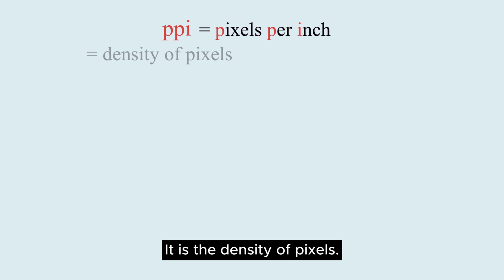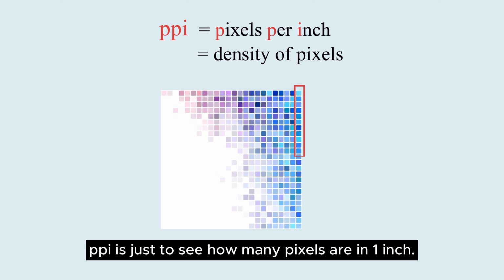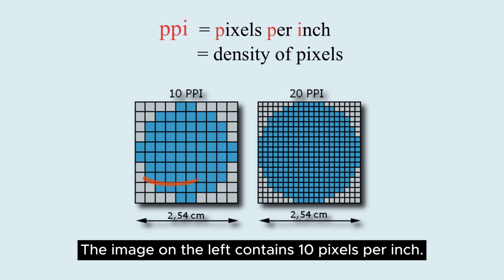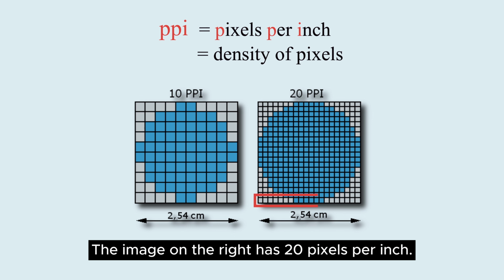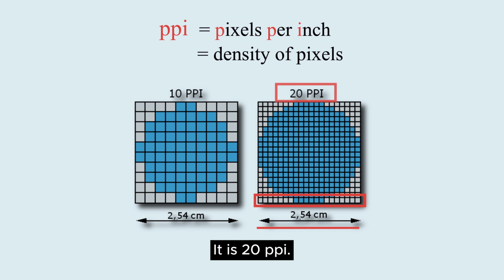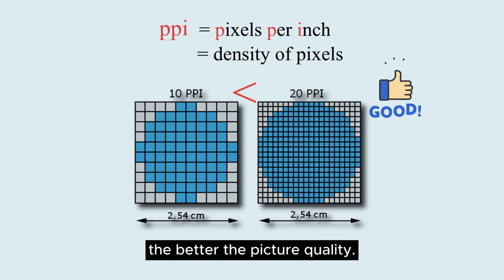PPI is short for pixels per inch. It is the density of pixels. PPI is just to see how many pixels are in 1 inch. The image on the left contains 10 pixels per inch. It is 10 ppi. The image on the right has 20 pixels per inch. It is 20 ppi. The larger the ppi, the better the picture quality, because each pixel gets smaller.